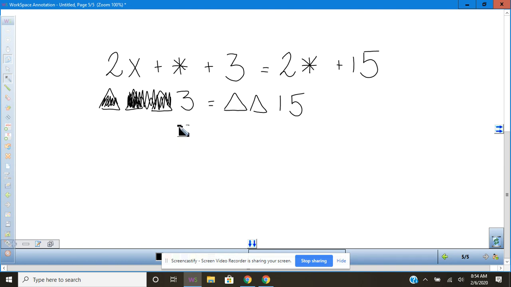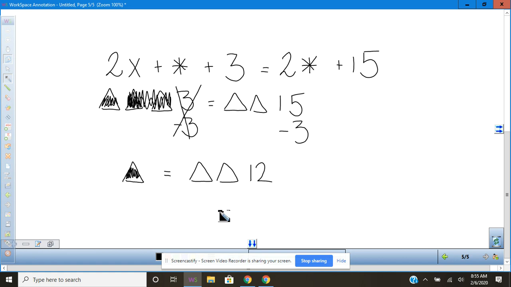The next thing I want to do is get rid of this 3. I can get rid of the smaller number by subtracting it from each side. So that's going to cancel that out. I took it away from each side. And now I have x equals 2 stars and a 12.